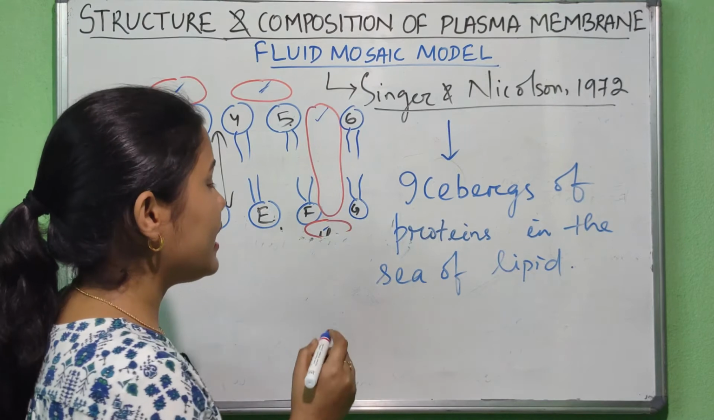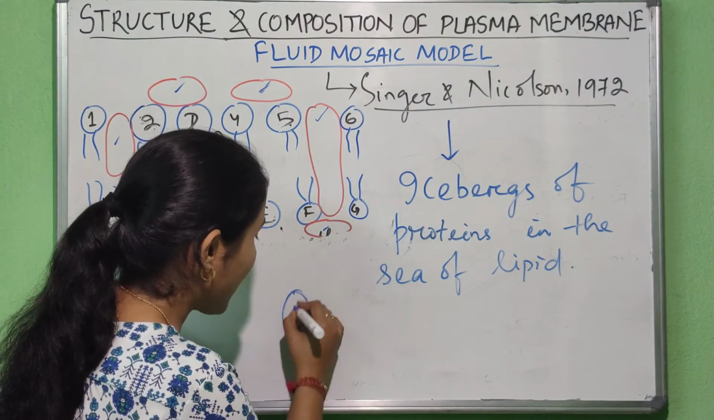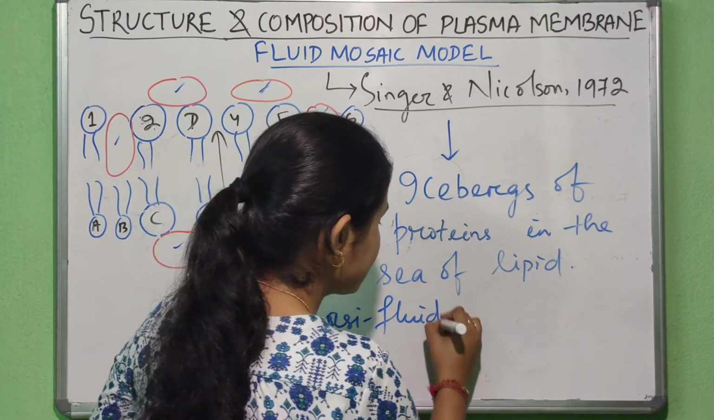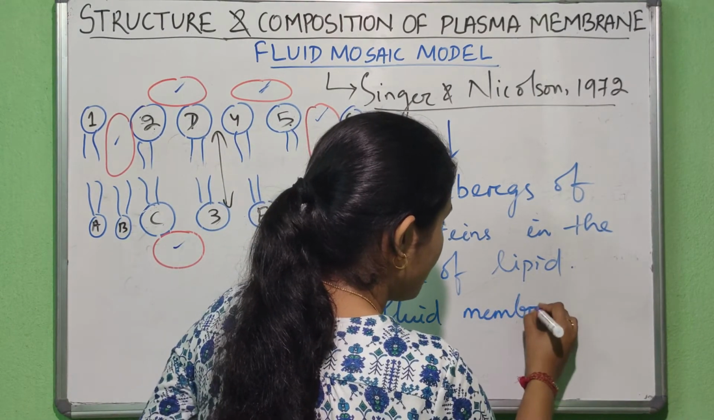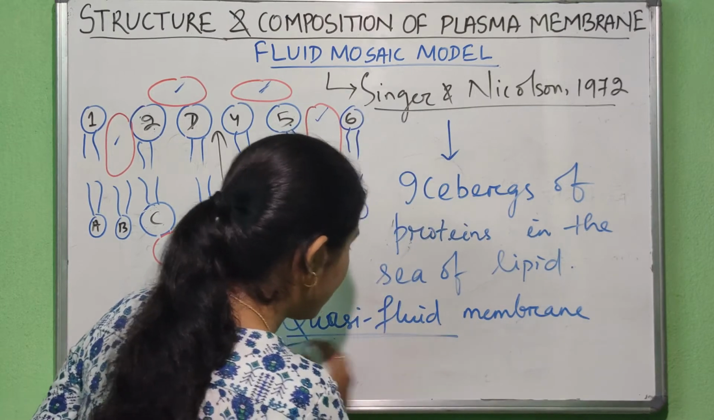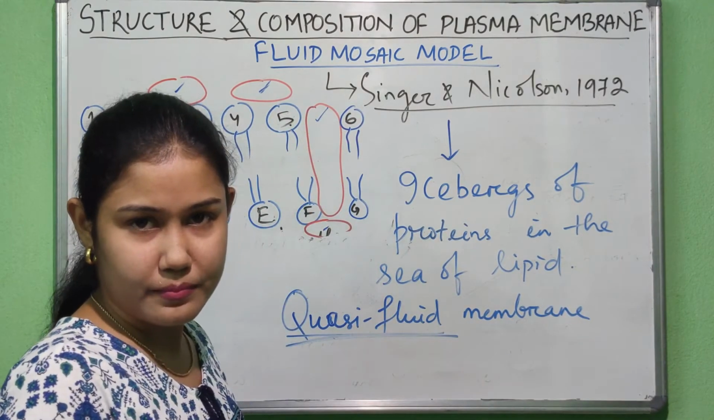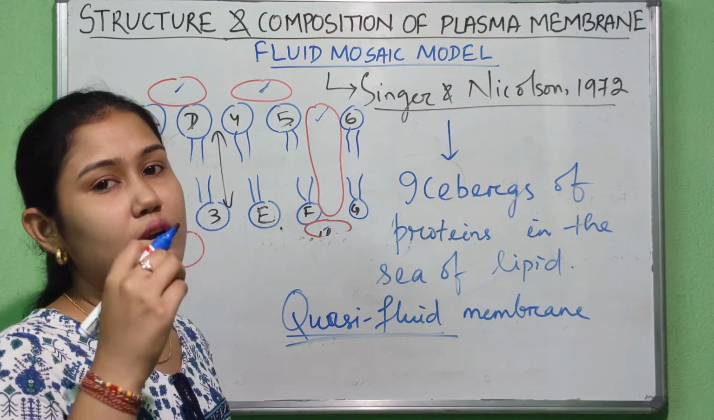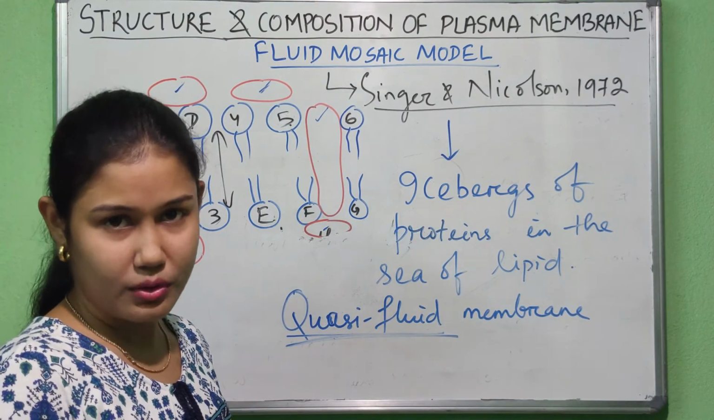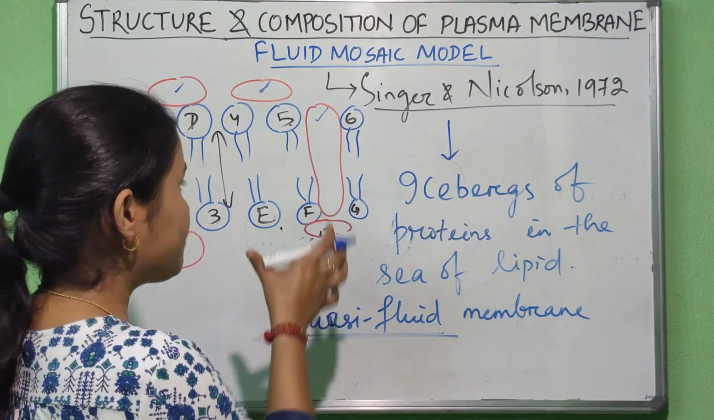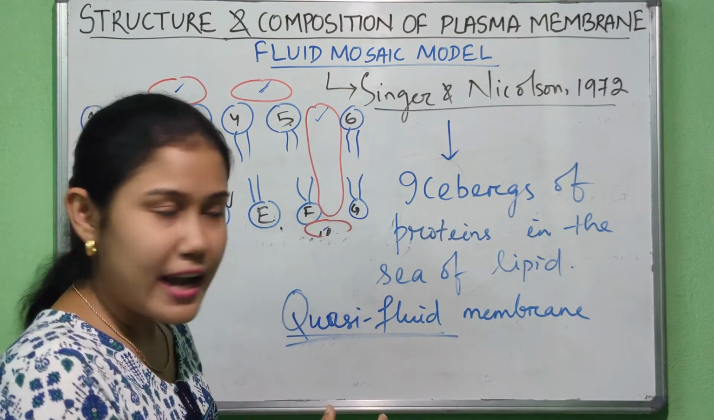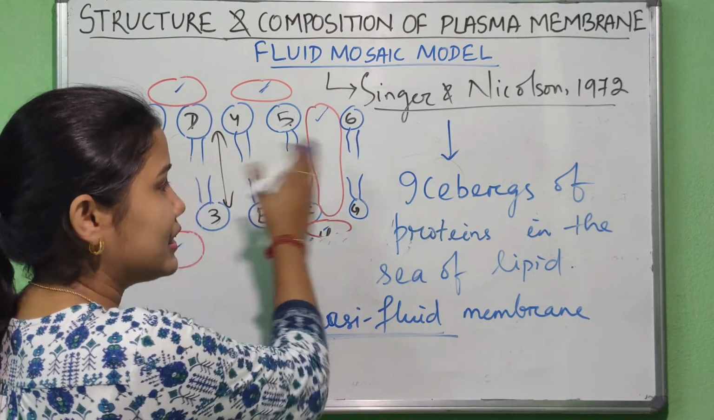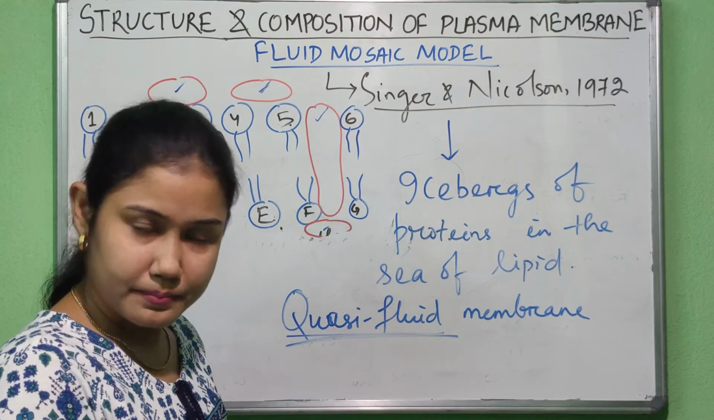So plasma membrane is also called the quasi-fluid structure or membrane. So what do you mean by quasi-fluid? It means gel-like. Okay, it is neither too liquidy or too solid. Okay, it is gel-like, so that it provides a suitable environment for the proteins to slide over the lipid bilayer. Clear?